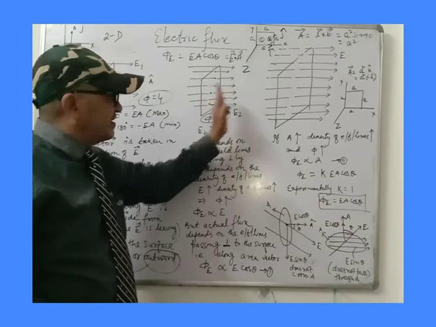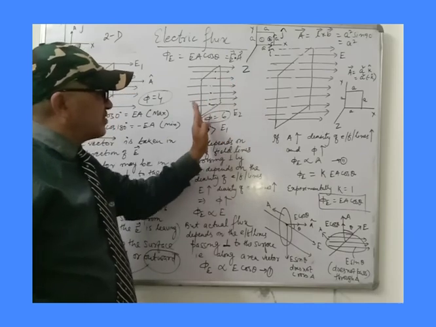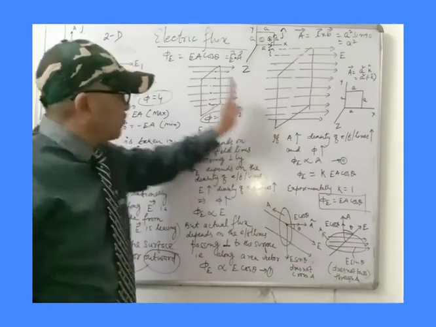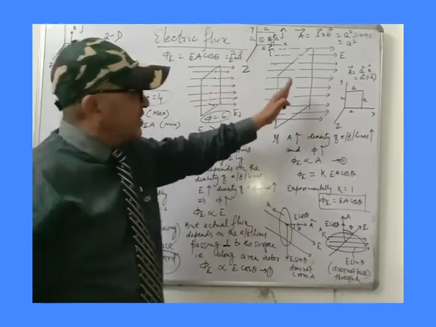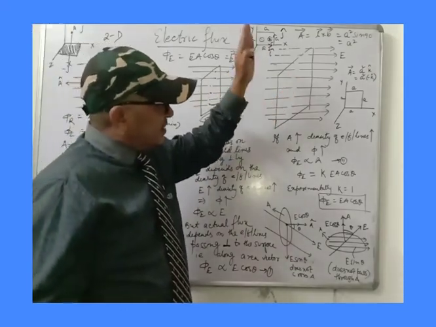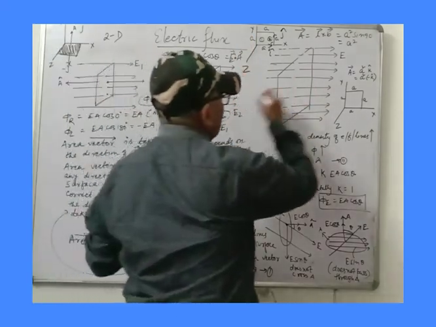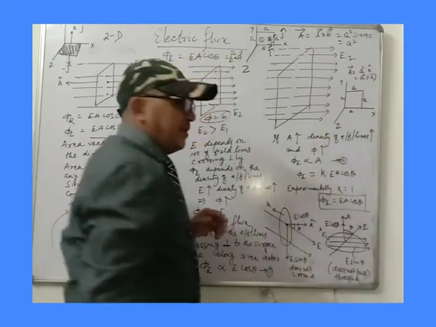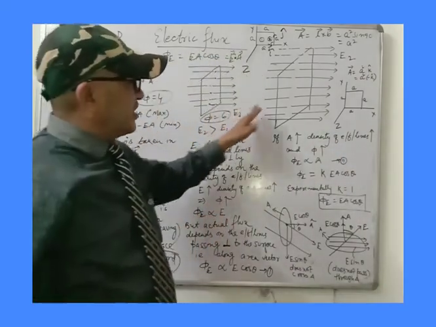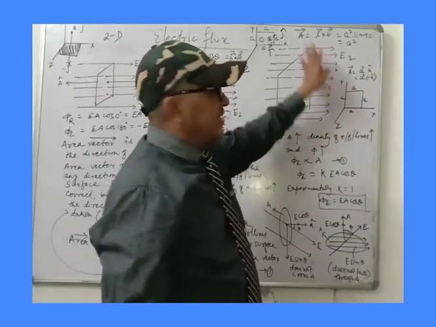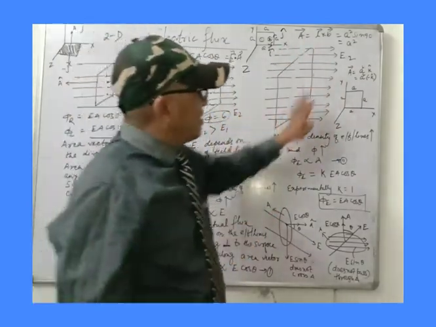So field lines are increasing, so flux is also increasing, electric field strength is also increasing from here to here. Now look at here, number of electric field lines crossing an area. Suppose this is also E2. I have kept electric field strength same, but I have taken a larger area.